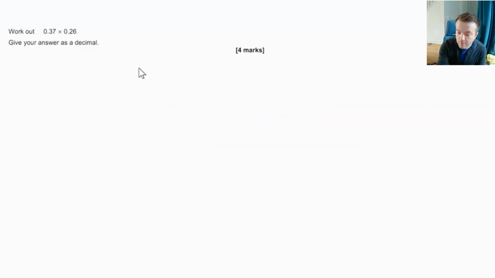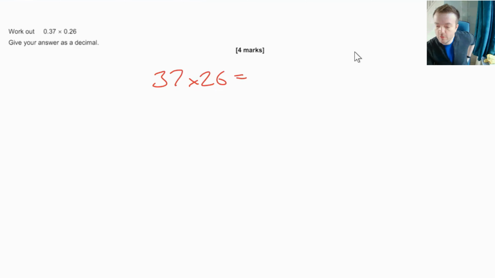Right, so the first thing we need to do is remove the decimal places. We'll put them back in afterwards. So we're going to do 37 times 26. Now, I'm really hoping that all of you are okay with long multiplication. I know some of you aren't so good, but the main thing is accuracy.